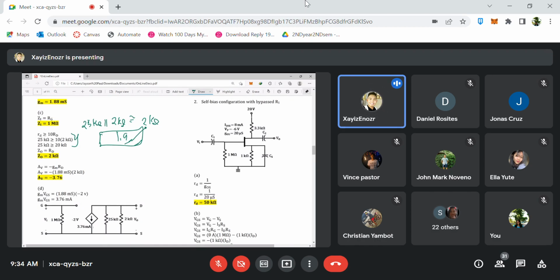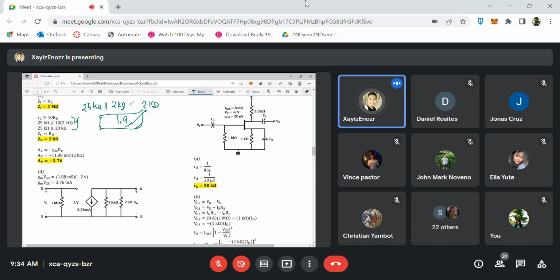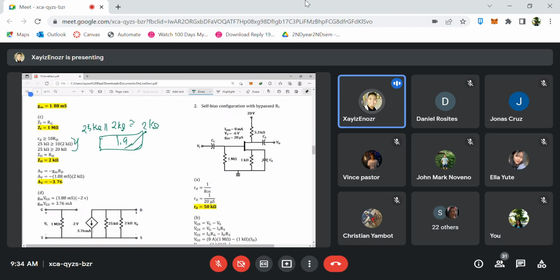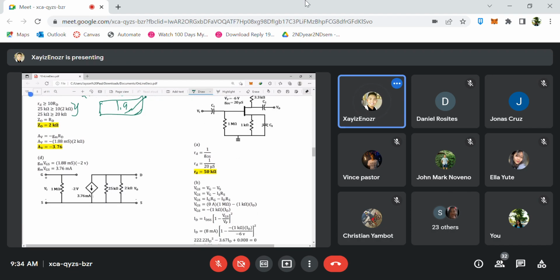Okay? Then we have here yung voltage gain, negative GM multiplied by RD. So that is negative 1.88 millisiemens yung ating GM, ayan, nakuha natin kanina, times drain resistance, which is 2 kilo ohms. So our voltage gain therefore is negative 3.76 as the voltage gain. Okay.